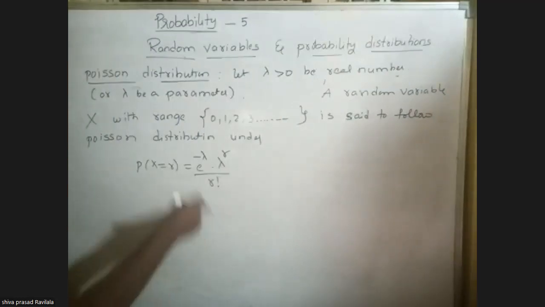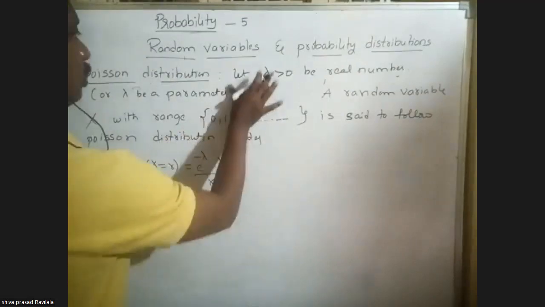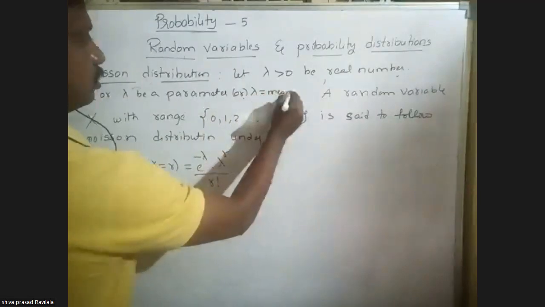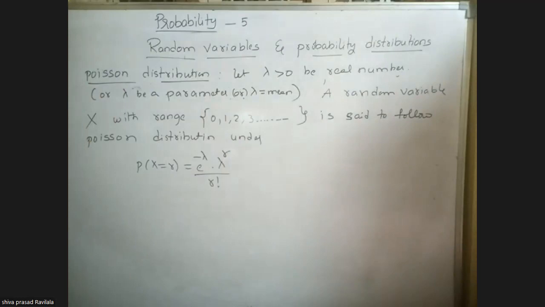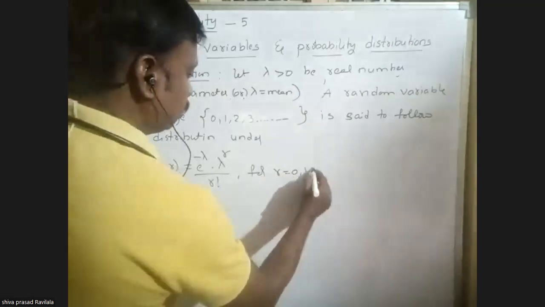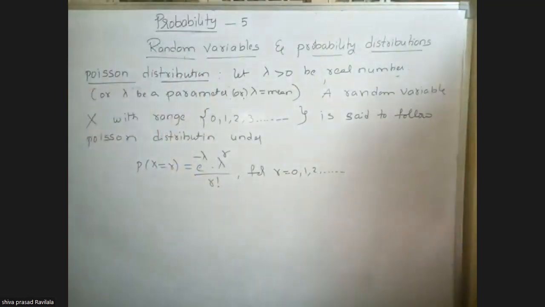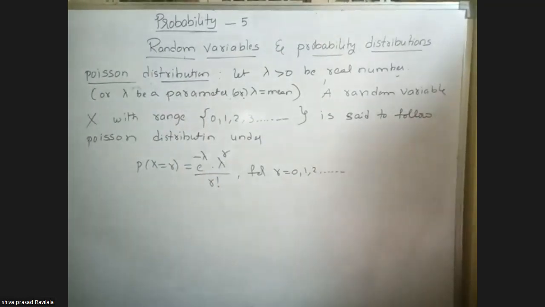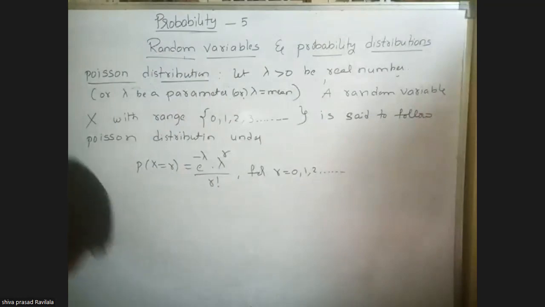Okay, observe here. Here lambda is the parameter, and moreover, write down, lambda is the mean also. Okay, students. R is equal to all conditions. What is r? Don't think. r is equal to 0, 1, 2, 3, and so on.